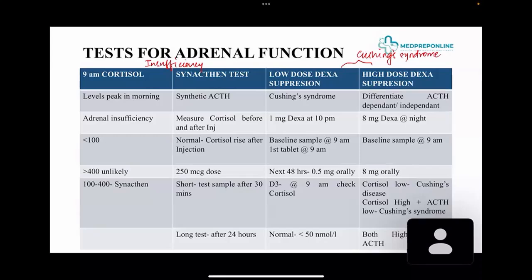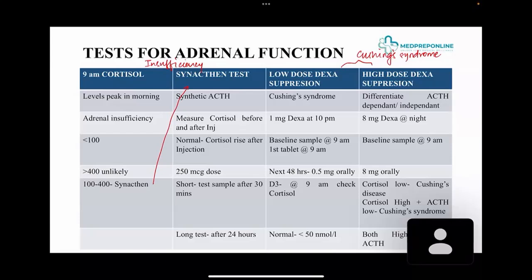Now, as per RCOG, you have to always pick the simplest test, which is the least costly and the most effective. So for insufficiency, you have the 9-AM cortisol. We know the levels peak in the morning, correct? So in adrenal insufficiency, you will be diagnosing it if it is less than 100. If it is more than 400, it is unlikely to be a case of adrenal insufficiency. If there are levels between 100 to 400, you need to confirm it by the synactin test.